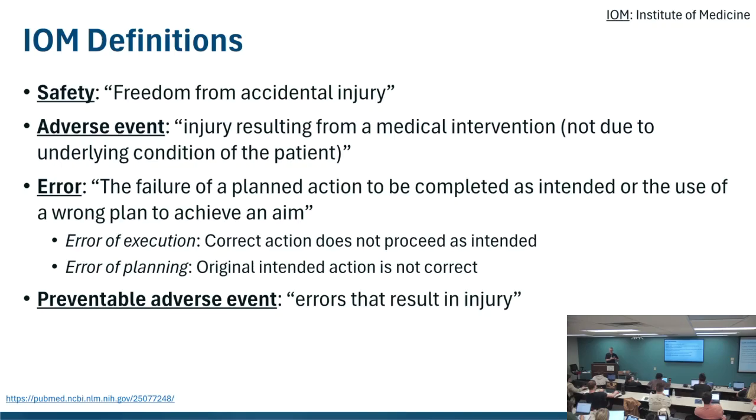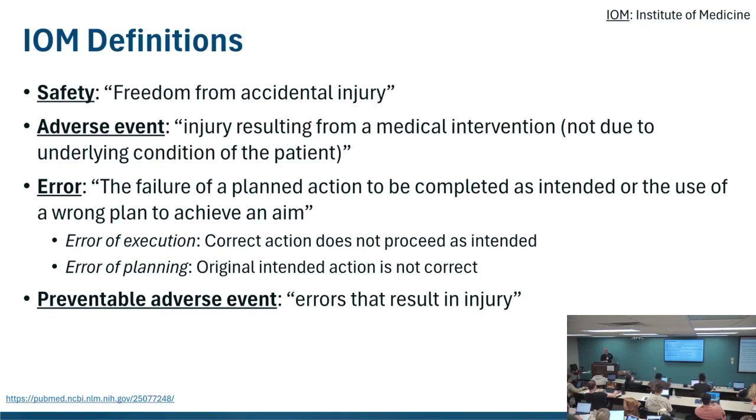So there's two parts to that. An error of execution means that you had the correct plan. I had this plan: lisinopril 20 is going in the bag. That was my plan. But I picked up lisinopril 40 and put it in the bag. That was a correct plan, but the action does not proceed as intended.